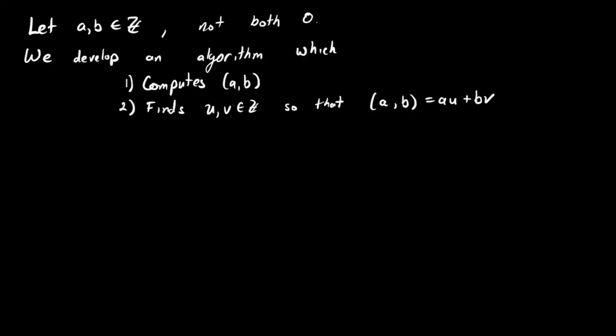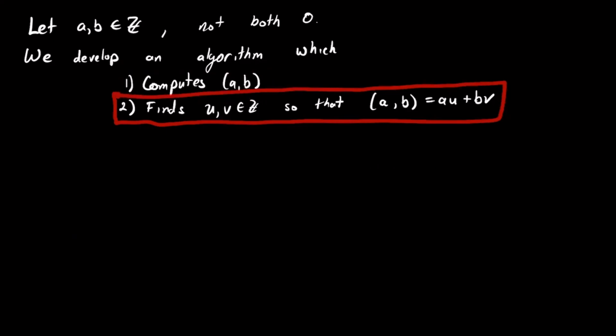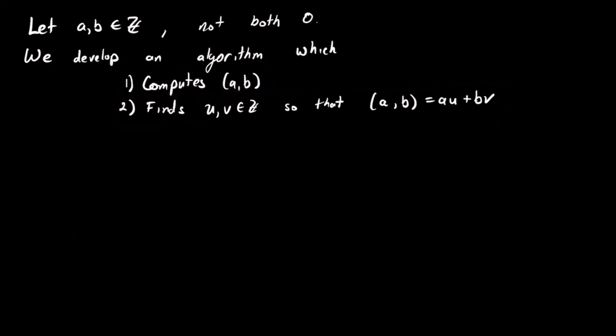Our goal in this video is to develop what's called the Euclidean algorithm, and in particular, it's an algorithm which gives us a method for computing the GCD of any two integers a and b, and also gives us integers u and v that allow us to write the GCD of a and b as an integer linear combination of a and b. So up until this point, we have some existence theorems about these things, but we don't have anything about how to actually find these quantities.